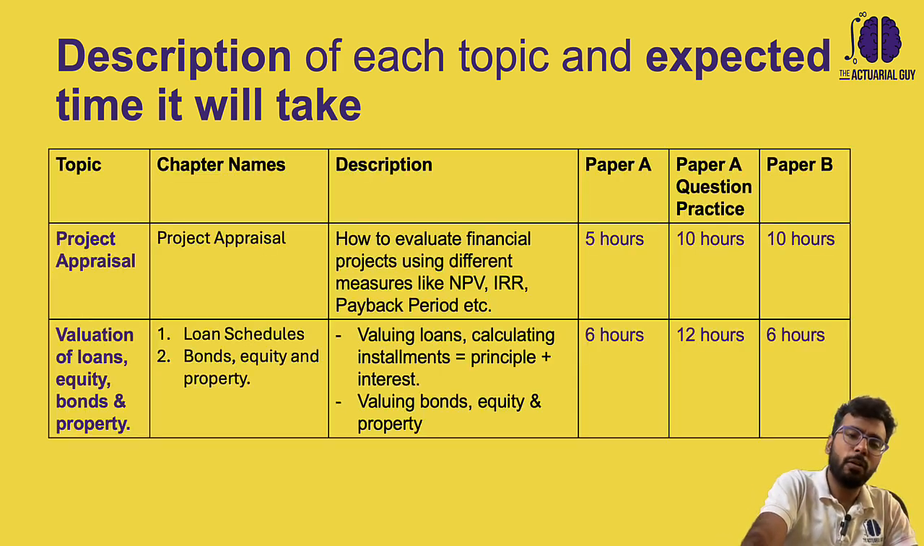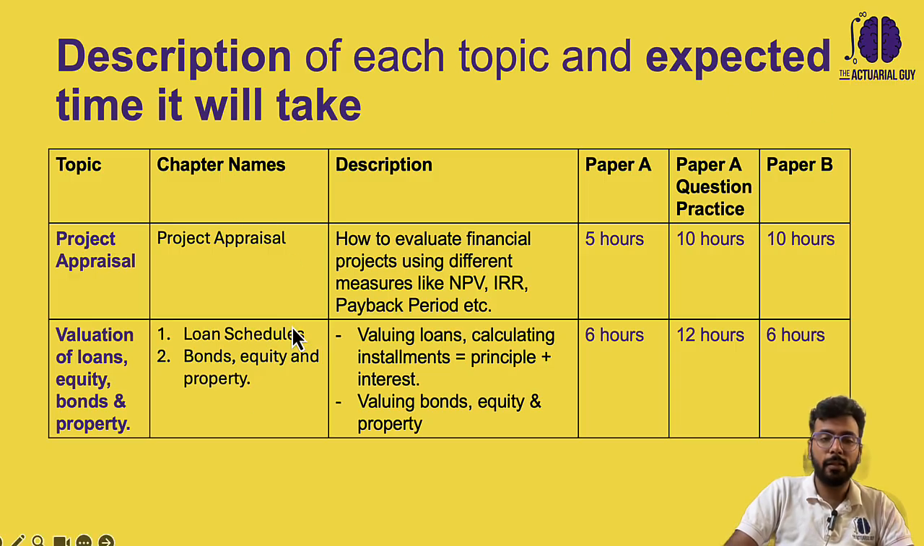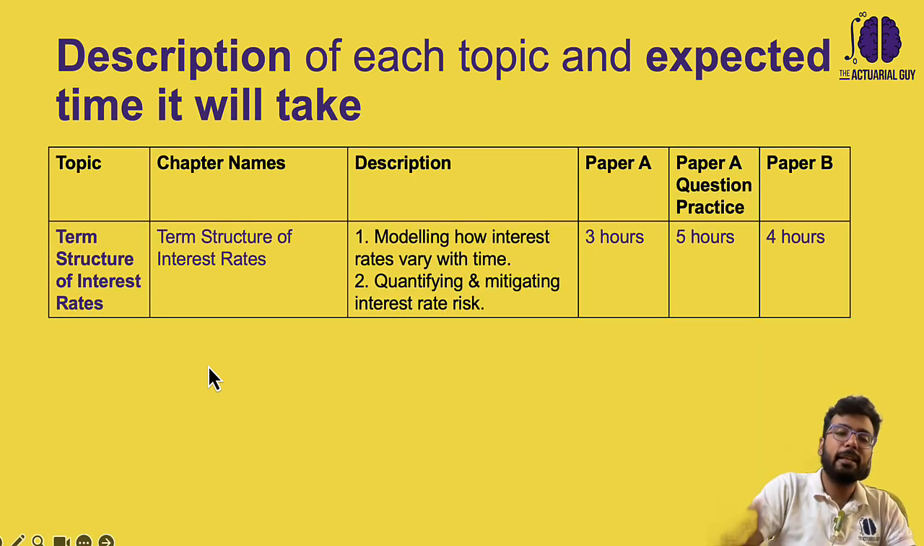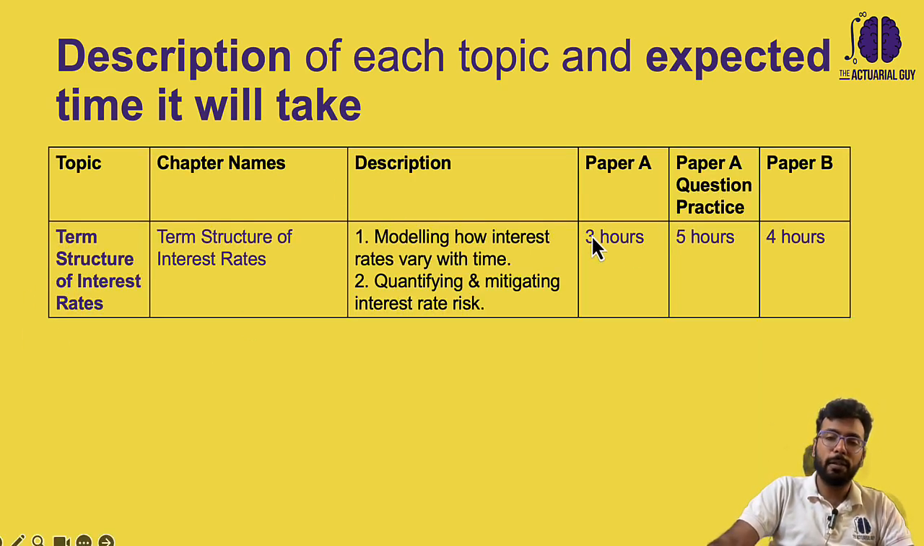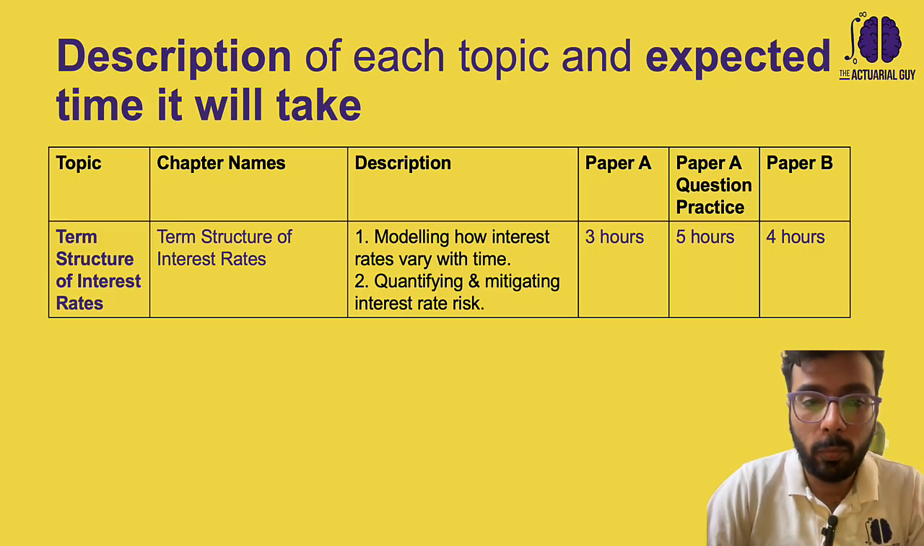So here the confusing topics would be related to, one, bonds, where you have slight complications with respect to taxes, and the other is a slightly complicated topic related to term structure of interest rate. Those are the two complicated topics we have gone into so far. Other topics were much simpler. Now, in terms of paper A, it will take about 3 hours. Give question practice good time, so give 5 hours. Do paper B in 4 hours. So overall, I think in about 12 hours, you can finish up term structure of interest rates.